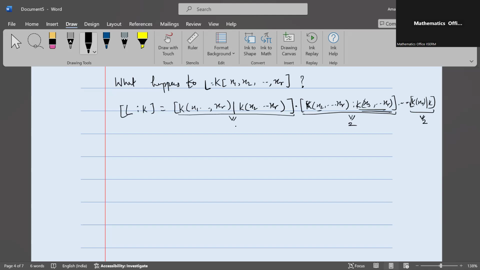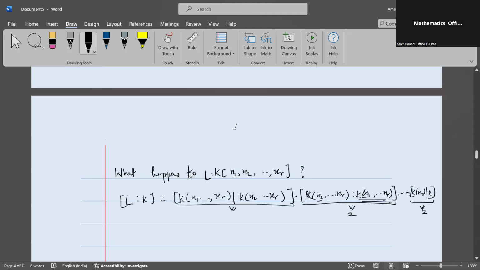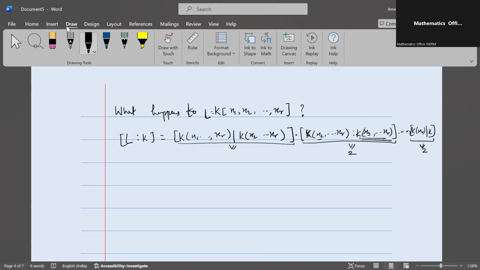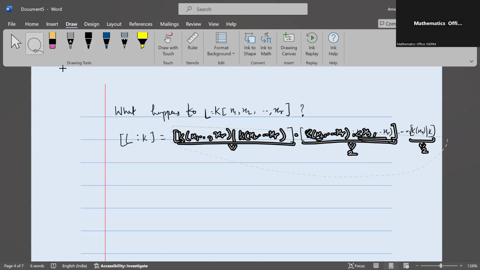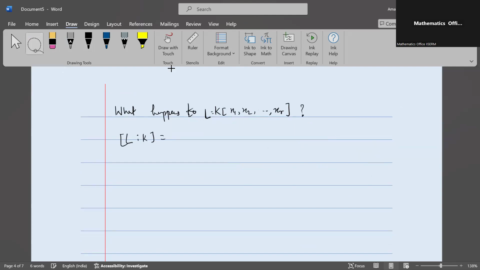So let me start with the downside. This might be incorrect, but there might be a similar mistake on the upper side also, so please look into that. What is that mistake?